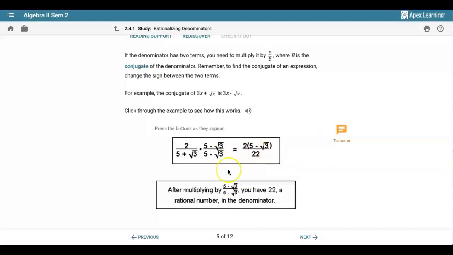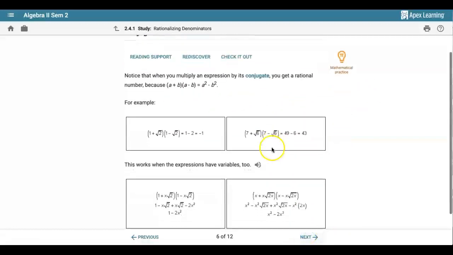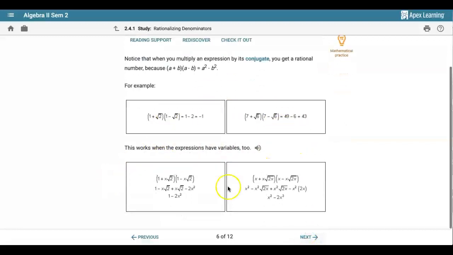Obviously, we'd then have to take the top and distribute the 2 there, but that's for a later date. Right now we've just rationalized the denominator. So when we have something with multiple terms, you're going to have to multiply by its conjugate. Again, more examples here. But in general, remember, if I have a plus b and a minus b, I'm left with a squared minus b squared. That's one of those tricks we learned when we were dealing a lot with quadratics.